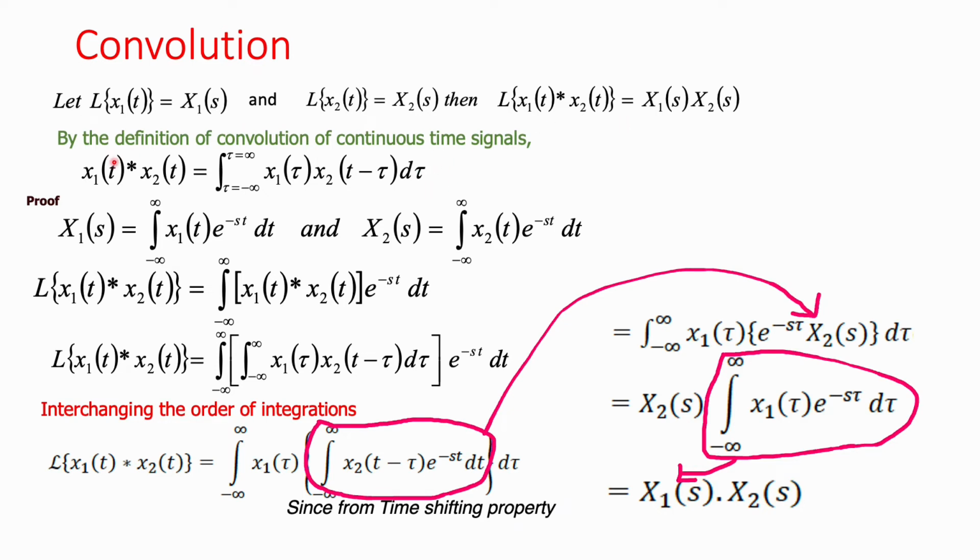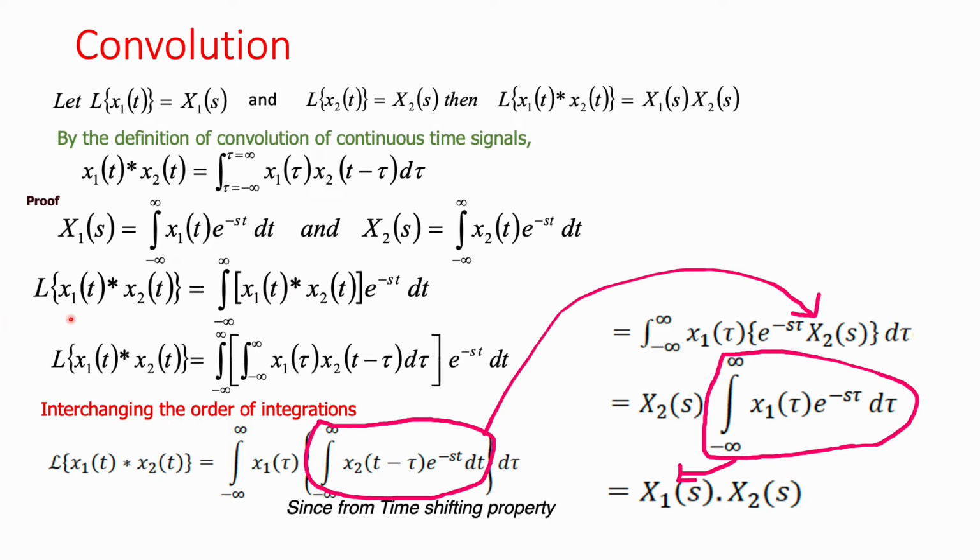Now we all know the convolution formula for x1 of t convoluted with x2 of t. This is the formula for the convolution. Let us see the proof part. For x1 of s, you all know that you write the definition. Similarly for x2 of s.